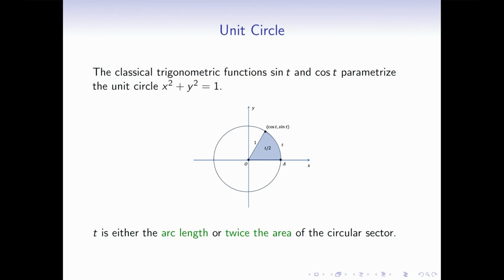Either the arc length, let's see if I can show this here, so this arc, or twice the area of the circular sector. So it could be the arc length parameterization or the areal parameterization scaled by half. Any one of these two things. This is very important to keep in the back of your mind as we go.